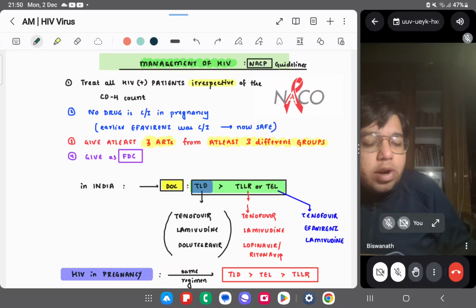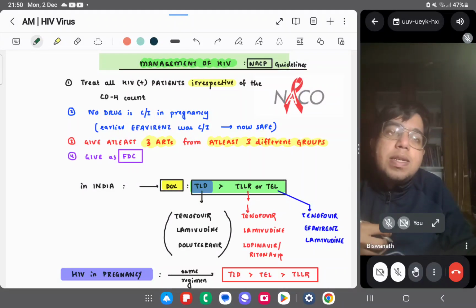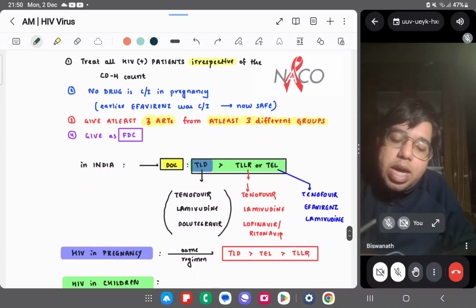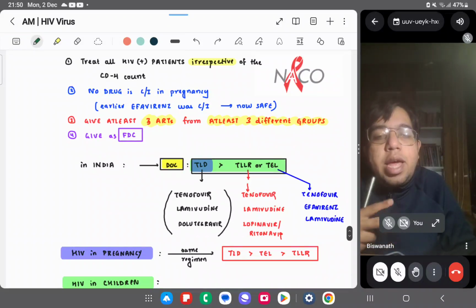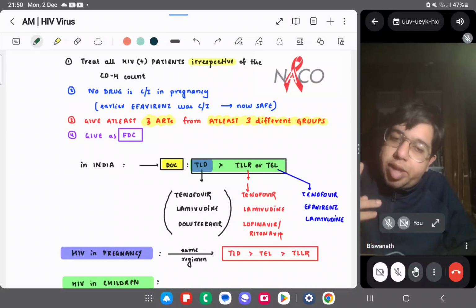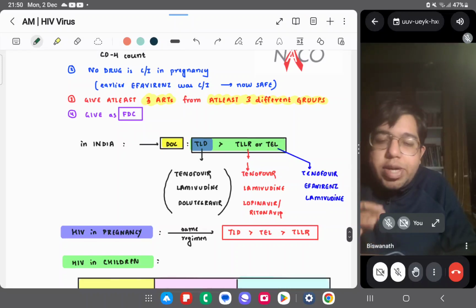No drug is contraindicated in pregnancy. Earlier it was said to be contraindicated, but now no drugs are contraindicated in pregnancy. Give at least 3 ARTs from at least 2 different groups. So you have to give 3 ARTs from 2 different groups. Remember this. Give FDC. So nowadays fixed dose combinations for HIV are available.